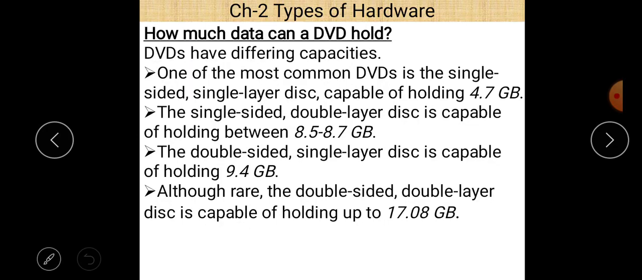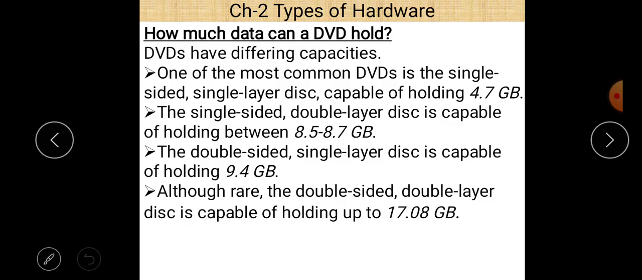Now, the question which is most frequently asked: how much data can a DVD hold? Generally, a DVD holds data up to 4.7 GB, but it depends on the type of the DVD also. There are different types of DVD available in the market: single-sided single layer, single-sided double layer, double-sided single layer, and double-sided double layer. According to the type, storage capacities also differ.